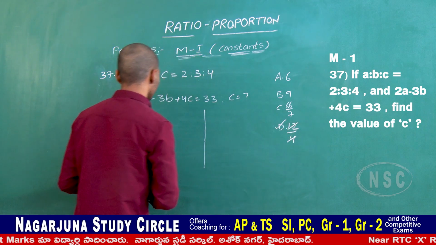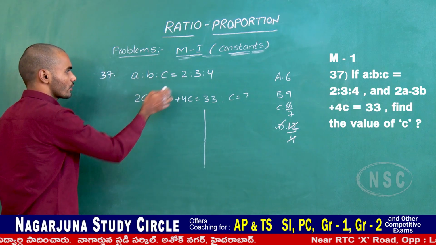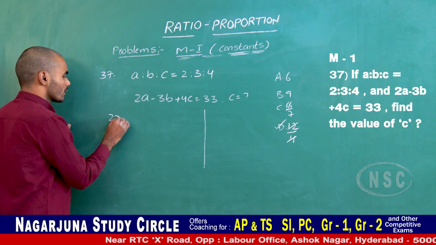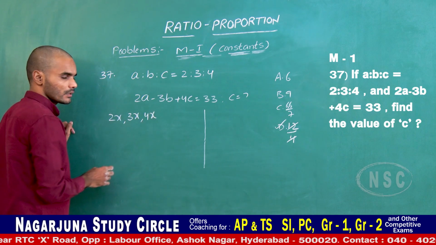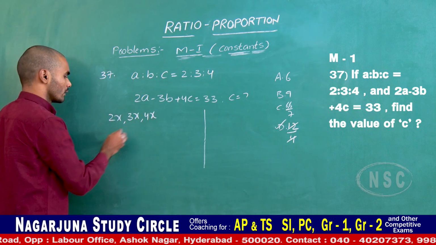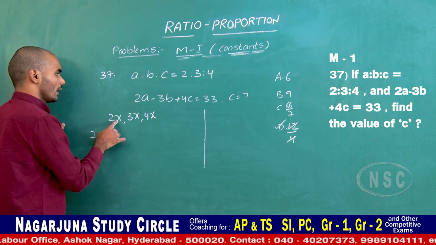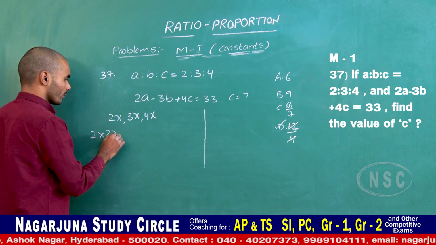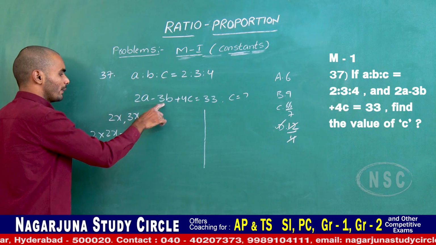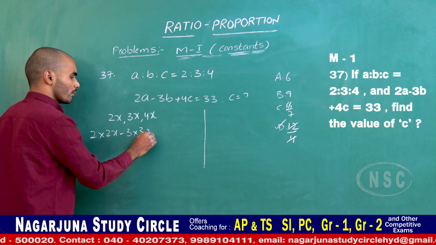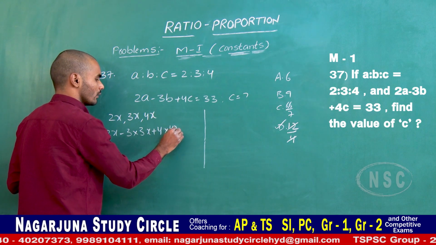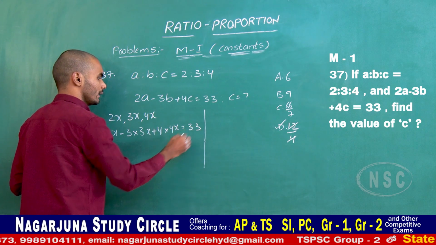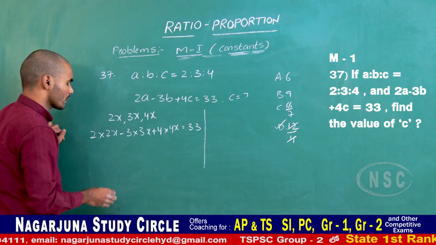If we want to process it, these are the ratios, not the numbers. 2x, 3x, 4x are the numbers. Substitute this into the expression. So 2 into A means 2x, minus 3 into B means 3x, plus 4 into C means 4x, equals 33. Just calculate this.